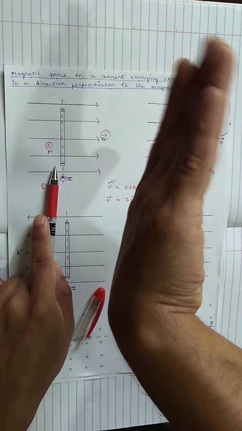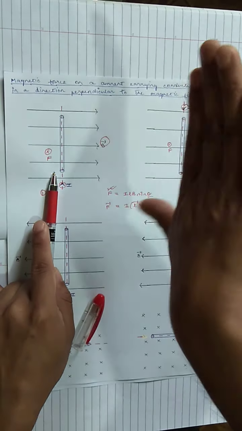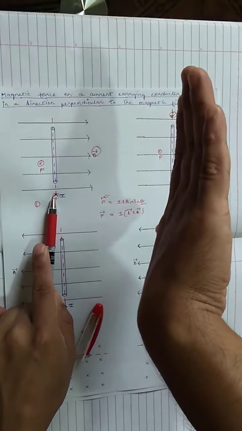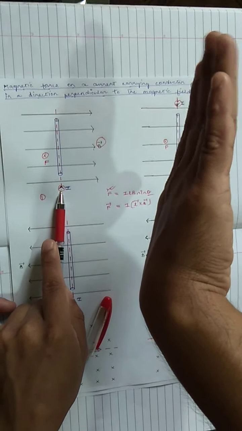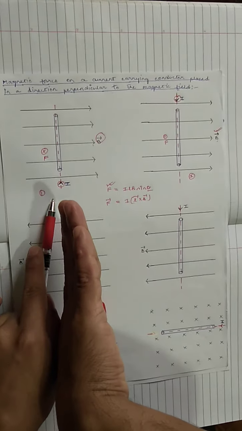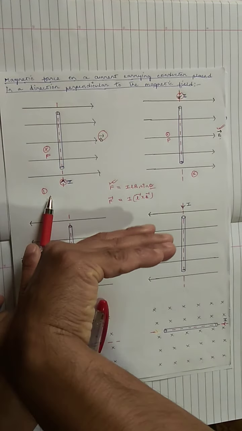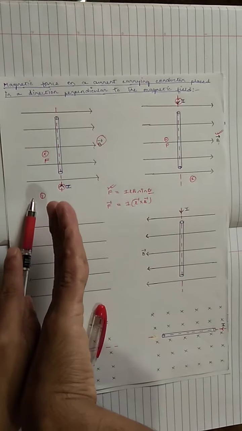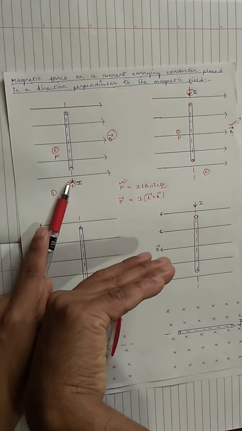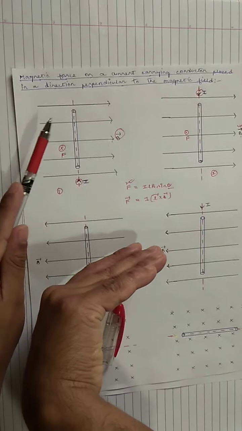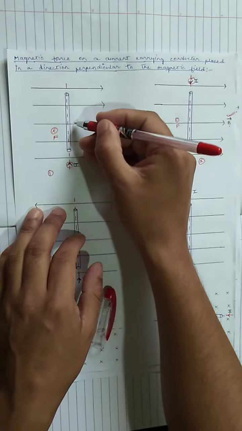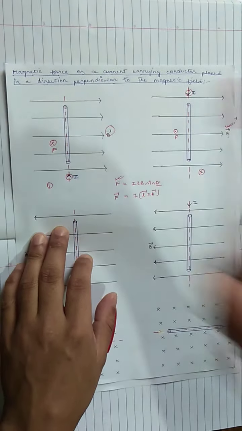So I outstretch my fingers, my right hand, in the direction of I. These are the fingers pointing along the direction of I. Then I will curl my fingers in the direction of B. So first you point in the direction of I, and then you curl your fingers in the direction of B. Your thumb is pointing downwards, which means that the magnetic force on this wire will be moving downwards.